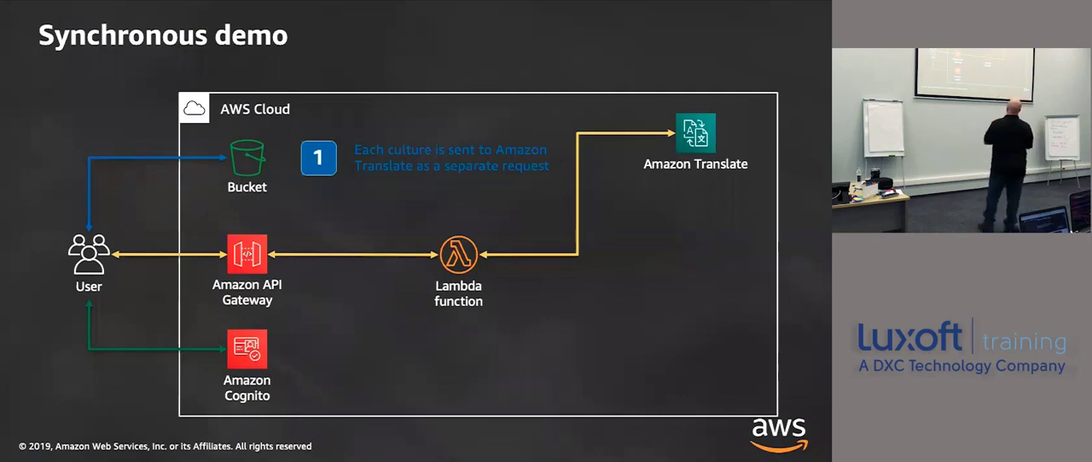Each culture is sent to Amazon. It comes in, and then this lambda function breaks out each culture and sends the translation and that culture to Amazon Translate. So if I have 4 cultures, then there are 4 requests to Amazon Translate, right? And then it sits there and it waits. So that lambda is active, and it's waiting. It's a synchronous call.